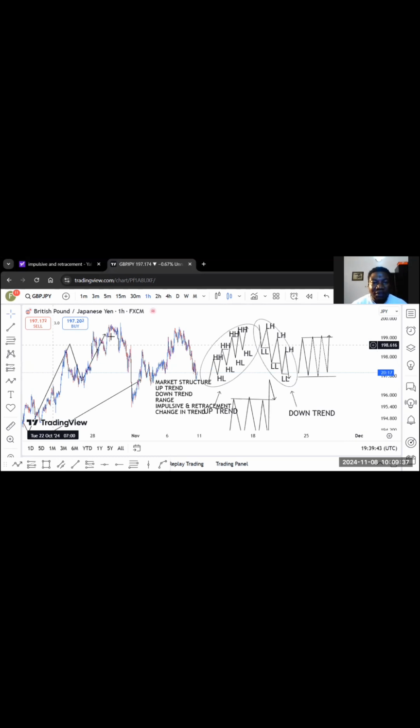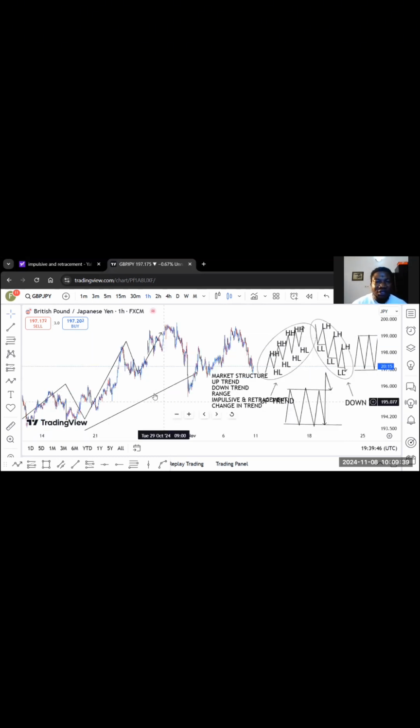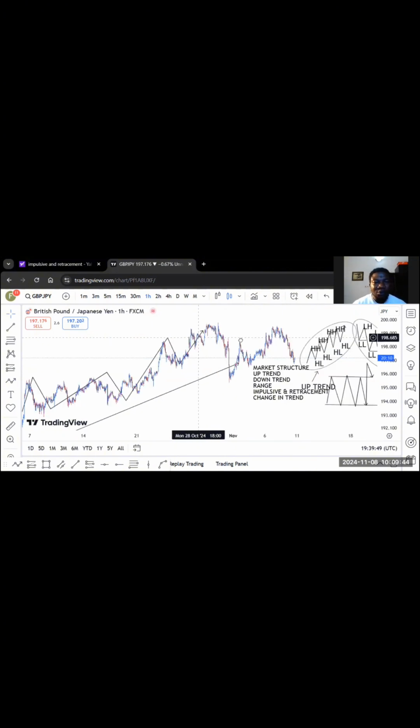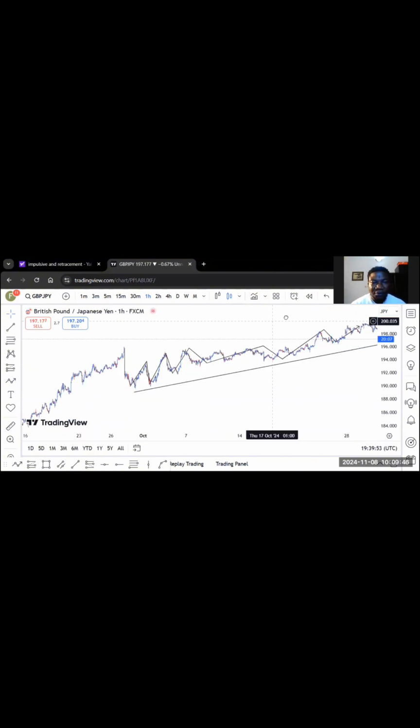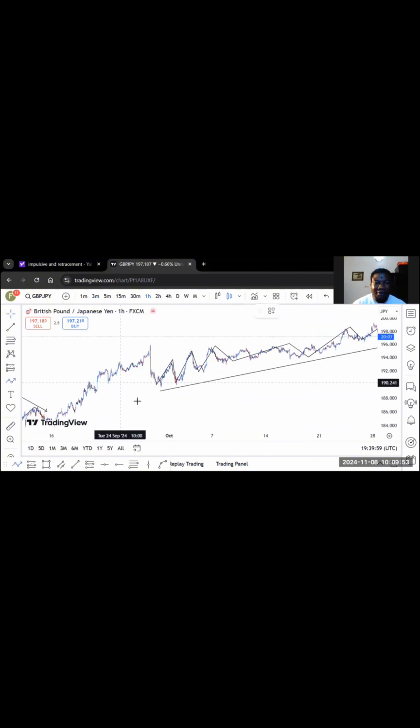So how do you know that the market has changed direction? This is what we're going to talk about now. Okay. For you to know that the market has changed direction, let's say, for instance, the market is trading up like this, making a series of higher highs and higher lows, higher highs and higher lows. This is for an uptrend, right?